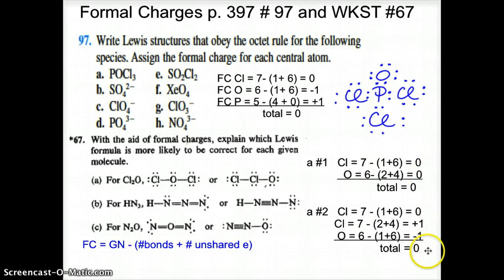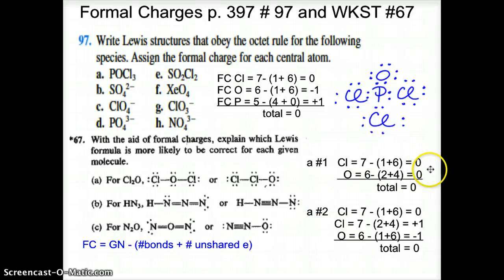So again, both of these structures work. They're both good. But now we go back and we look at our notes. Our notes tell us that the one that is best is the one with the lowest overall formal charges, or the most zeros. So based on what we see here, the one with the most zeros is the first structure. So this is the better of the two structures. You will have to prove this on the next test, showing your work which structure is the best.